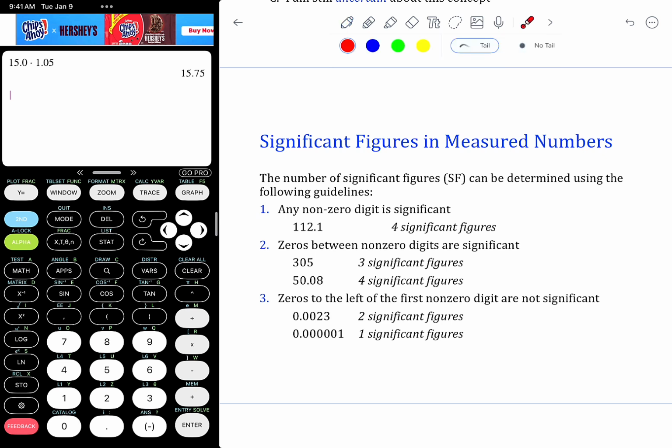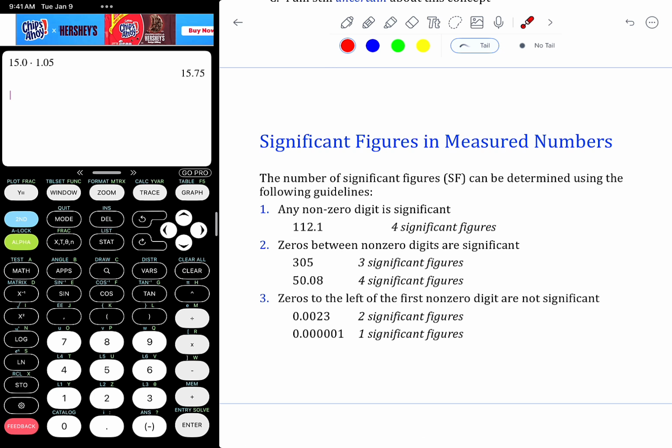The first guideline is that any non-zero digit is significant. So we have the example here of 112.1. There are no zeros, so all of those digits are significant. So we have 1, 2, 3, 4 significant figures.